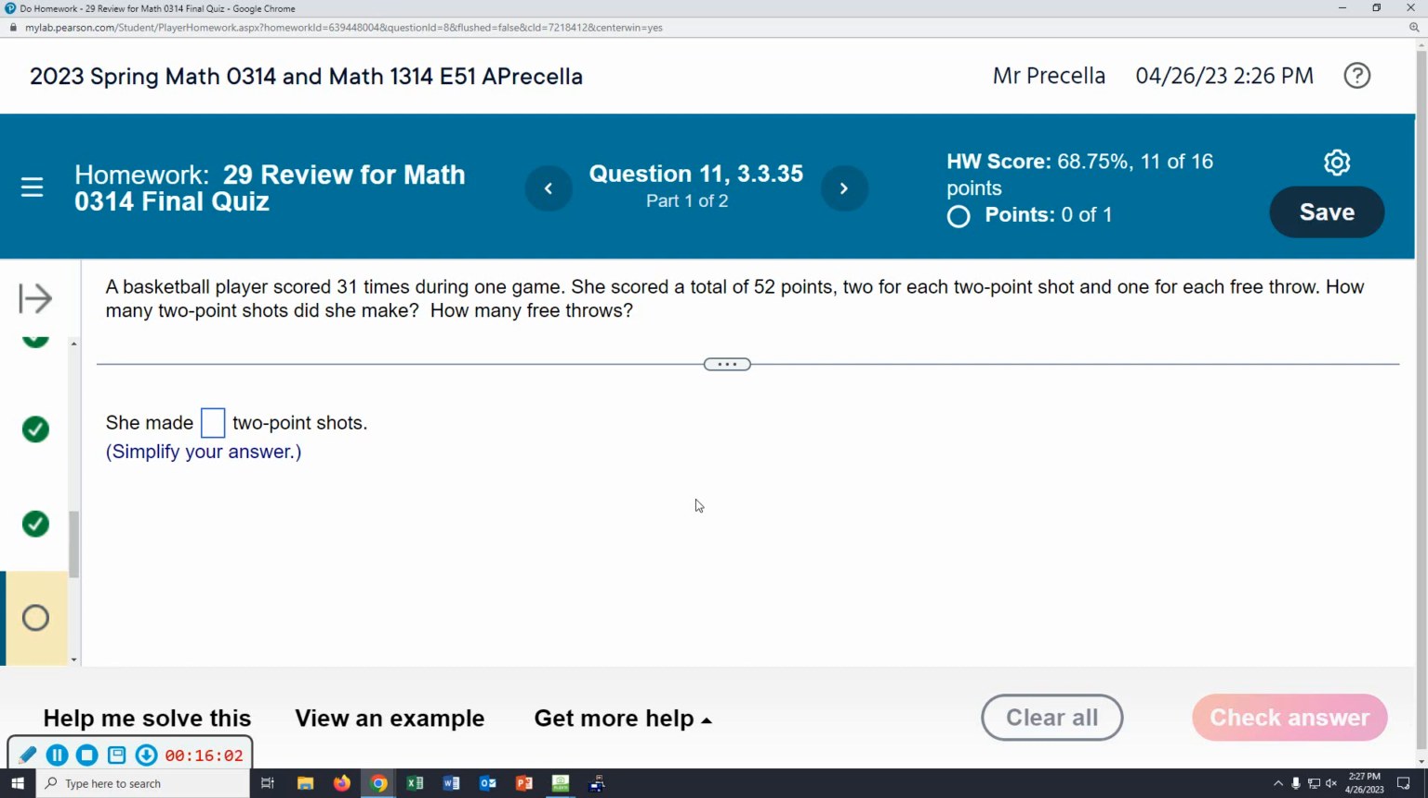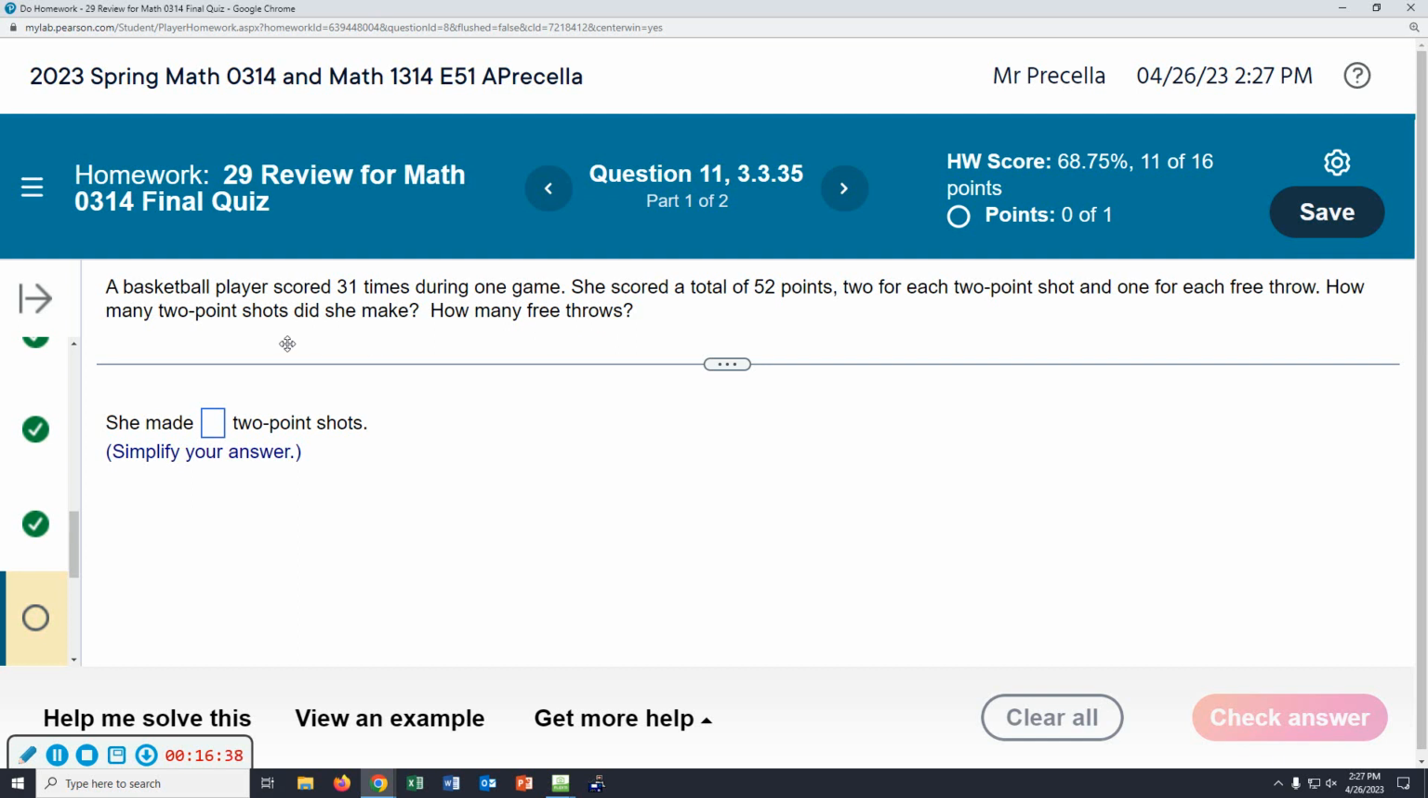A basketball player scored 31 times during one game. She scored a total of 52 points, 2 for each 2-point shot and 1 for each free throw. How many 2-point shots did she make? How many free throws? I remember the basketball problem. I remember doing one similar to this, but I could swear the other question asked he scored a total of 52 points. So I think they're changing the pronoun, the gender within each problem, just to make it different.